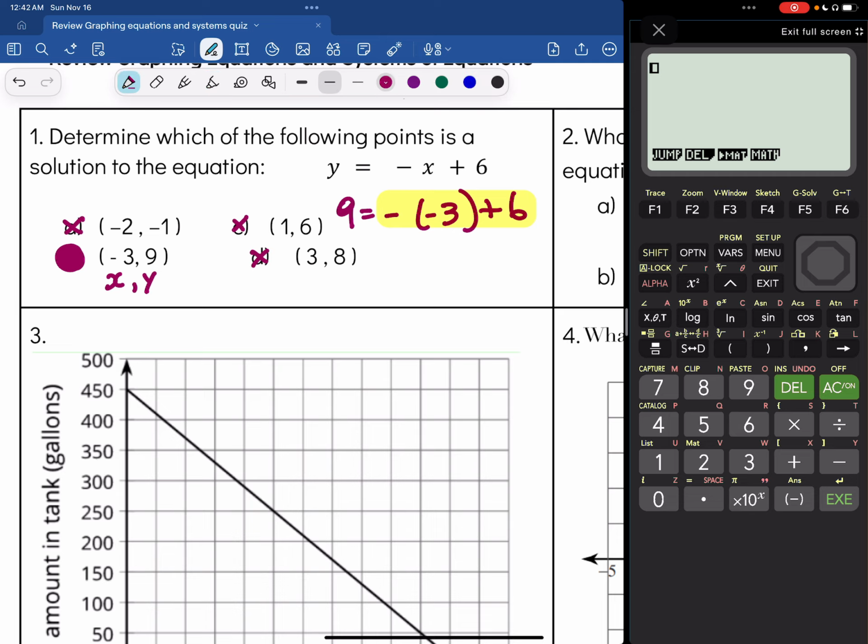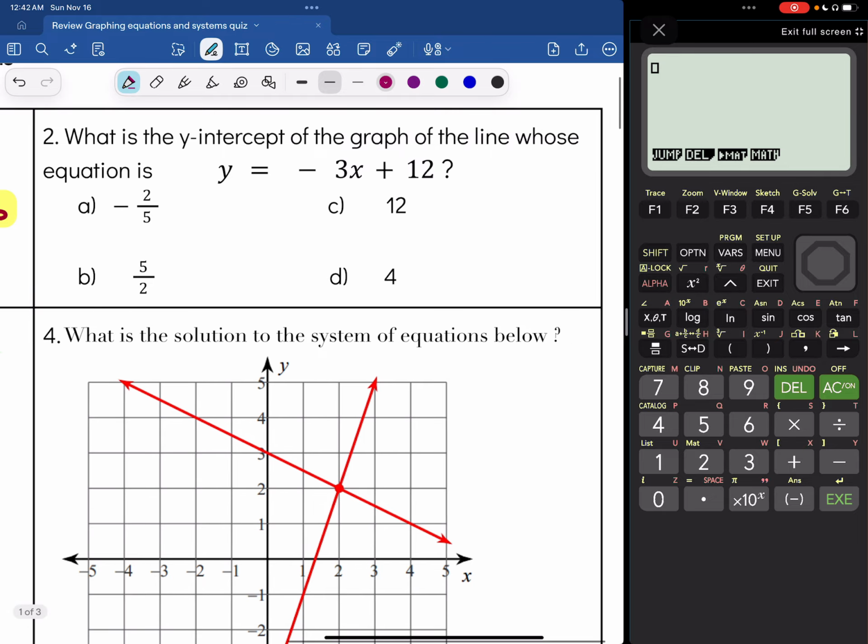But we know that a negative times a negative, or a double negative, will become a positive. They cancel out. So 9 is actually equal to +3 plus 6. Simplify that. 9 is equal to 9. That's true. So the left side is equal to the right side. The point -3, 9 does make this equation true. Therefore, it's a solution. All right. I think I over-explained that, but okay.